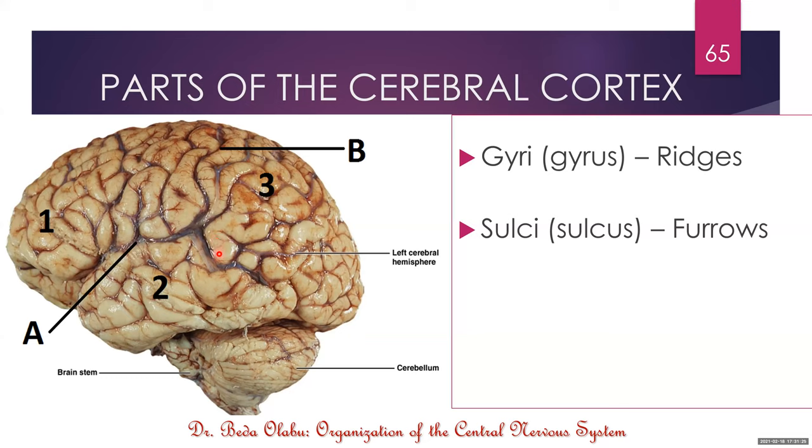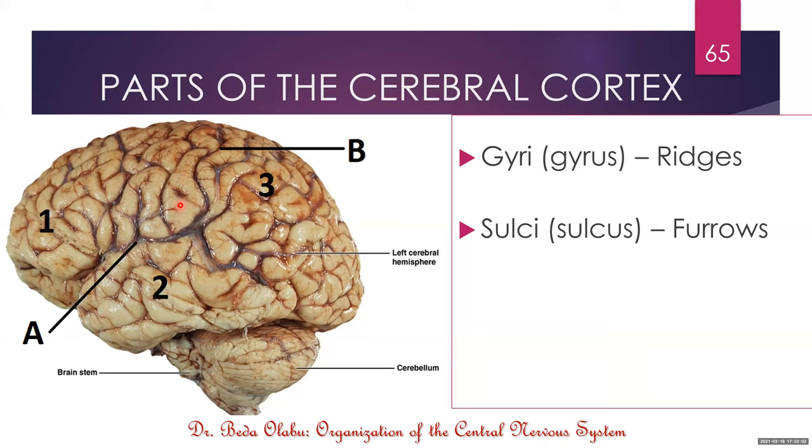You may not believe it, but all these gyri have names, and all those sulci have names. However, I don't expect you to know all the gyri and all the sulci of the cerebral cortex. Not for your level, but I'll be highlighting the things that you need to know. The purpose of the folds of the cerebral cortex is so that we can increase the surface area of the cerebral cortex without necessarily increasing the overall size of the brain.